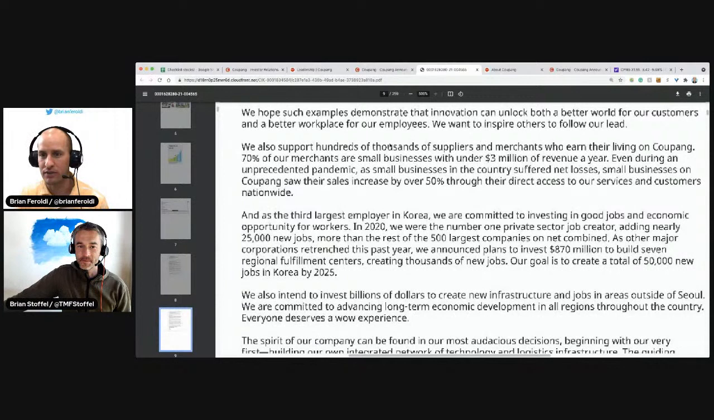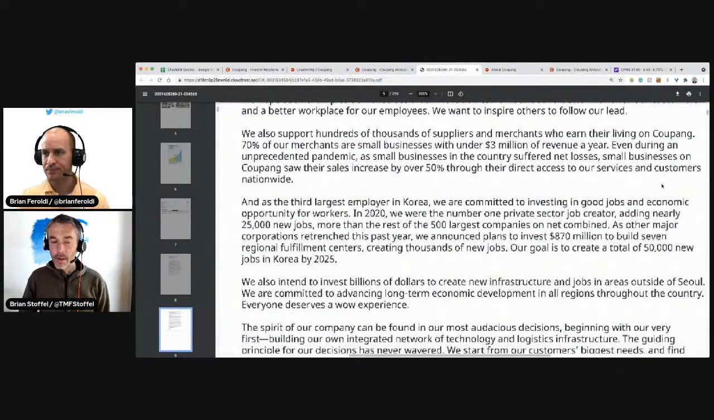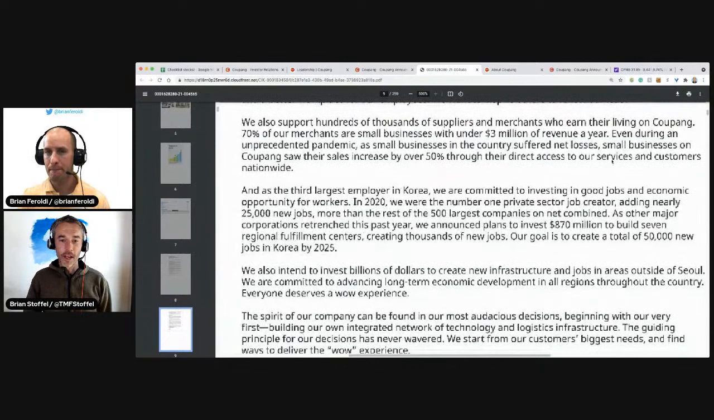We support hundreds of thousands of suppliers. 70% of our merchants are small businesses with under $3 million in revenue per year. Interesting. Okay. So it's almost like a platform for small businesses, much in the same way that Amazon is. I would say in a way, kind of like Shopify if they had a marketplace.